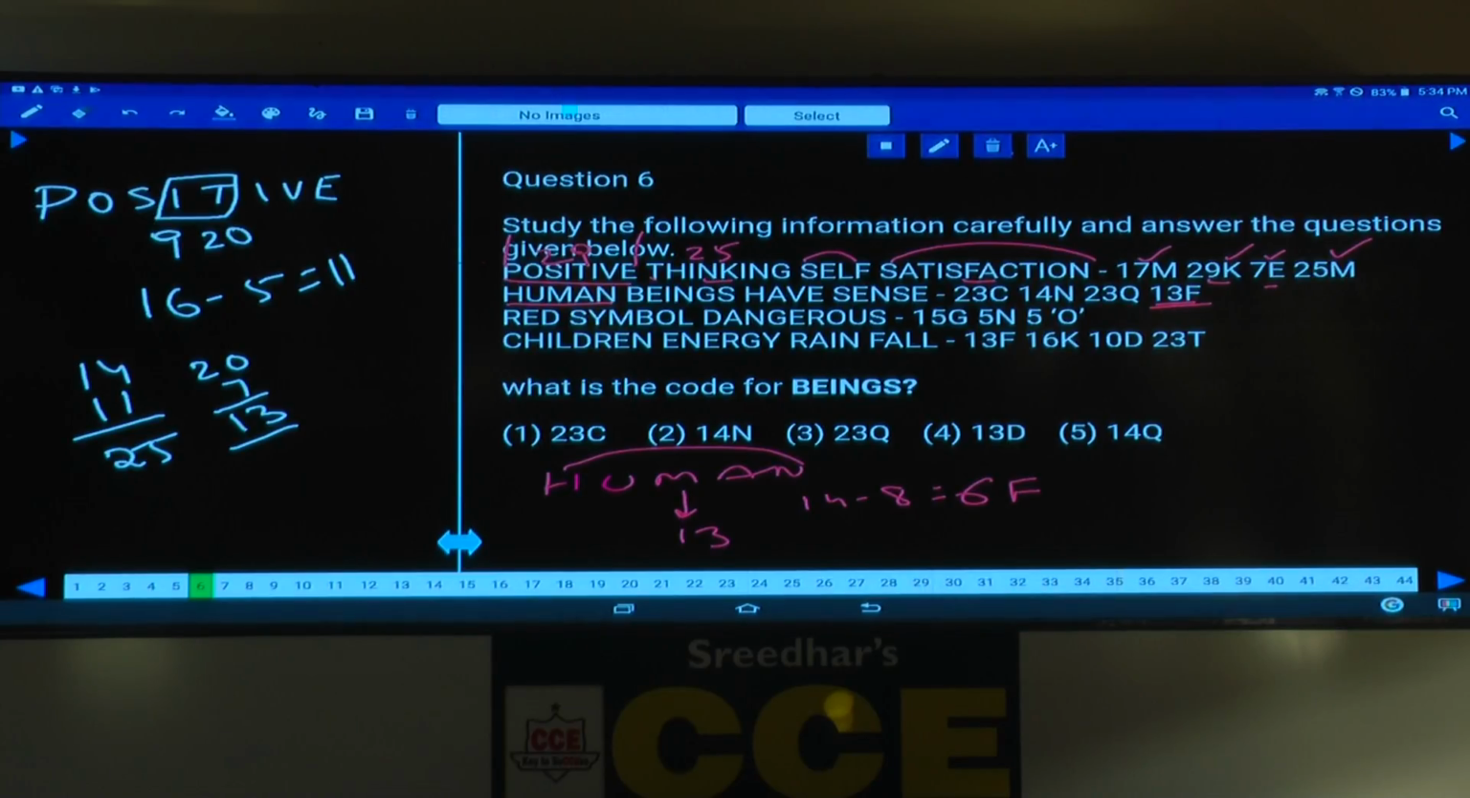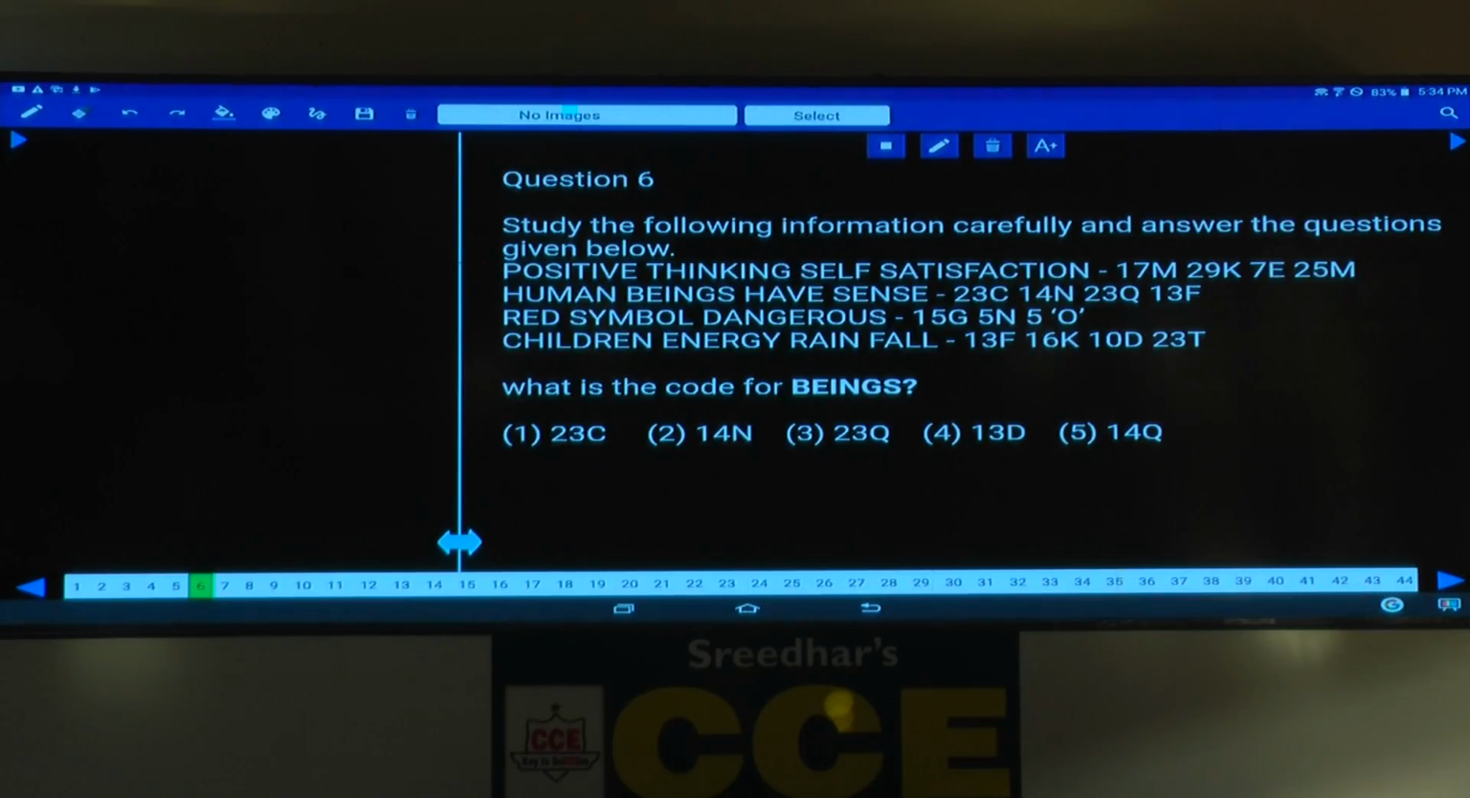Then question number 6. What is the code for the word beings? B-E-I-N-G-S, beings. Now the middle letters: I is 9, N is 14. 9 plus 14 is 23. And what is the difference between these two? 19 minus 2, that is 17. 17 is Q. And so 23Q, it is choice 3.